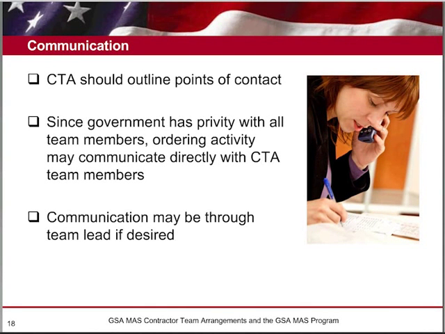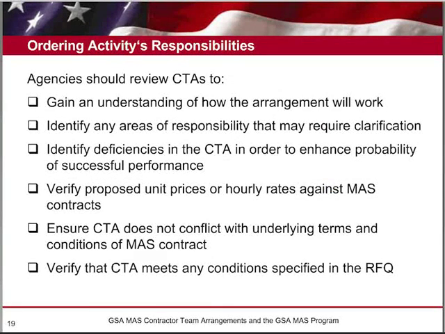I want to talk about the responsibility of ordering activities when teaming is being proposed as part of a quotation in response to an RFQ. Agencies should be able to review the CTA document and have a thorough understanding of how it's going to work, and what teaming partners are going to provide as part of the arrangement. They should have clarification on areas of responsibilities. Is there going to be a team lead? What are the various team members responsible for? Is the team lead going to handle invoicing, or is it going to go to the various teaming partners?